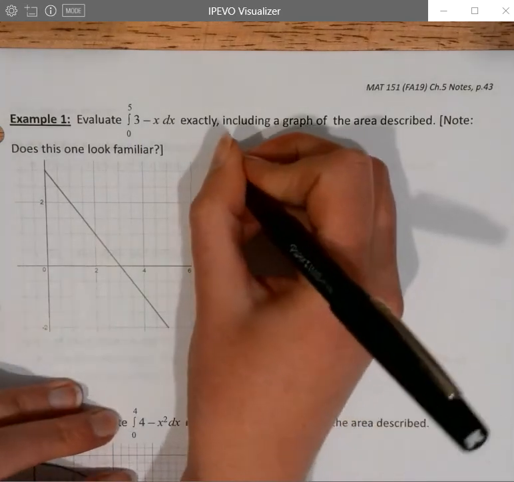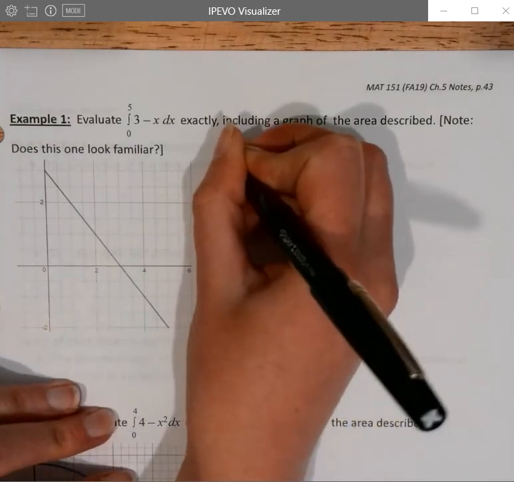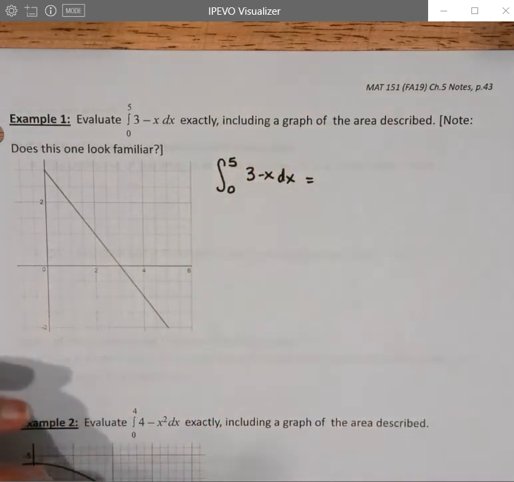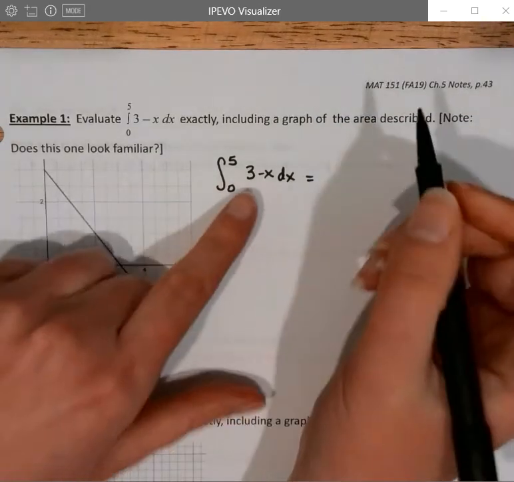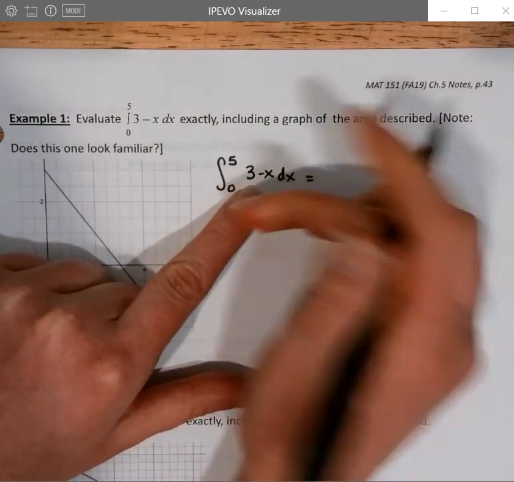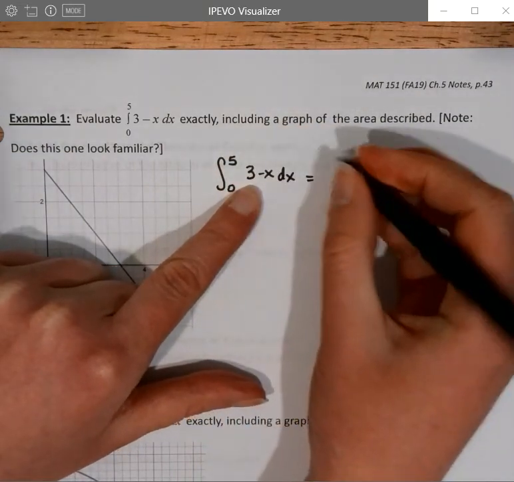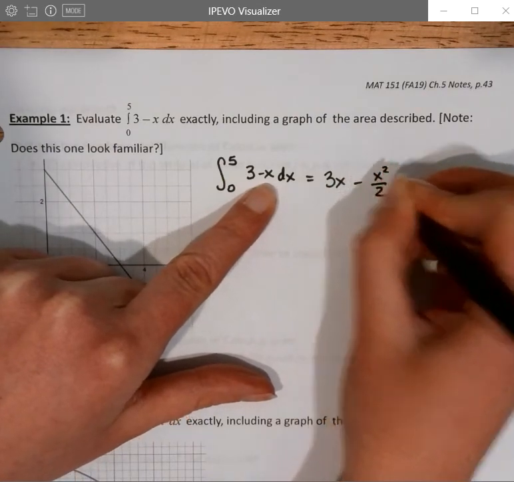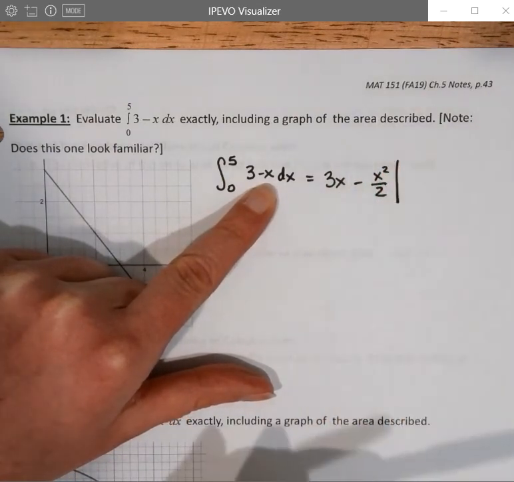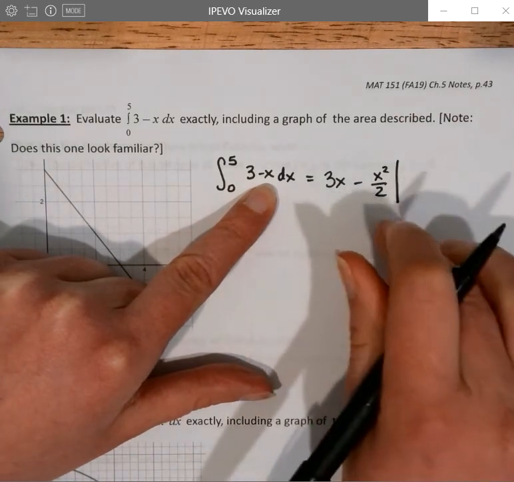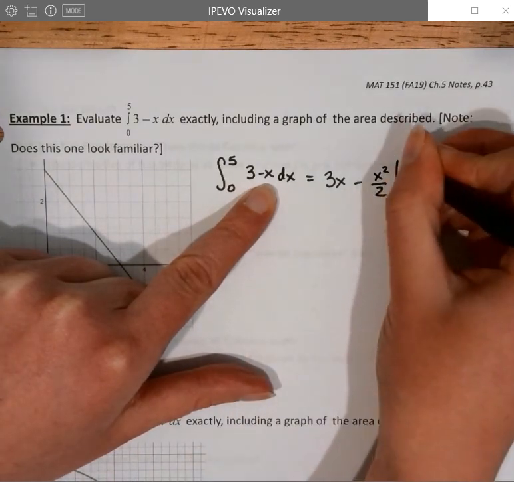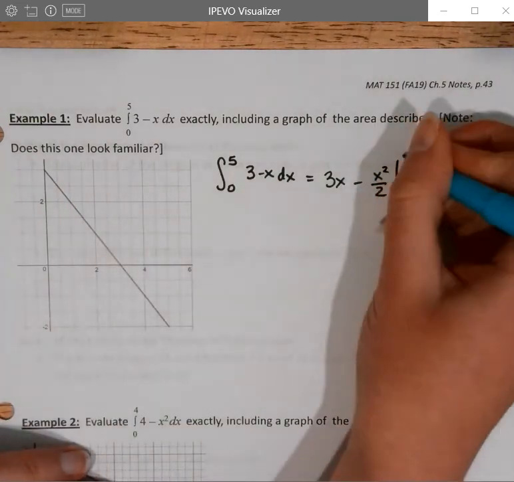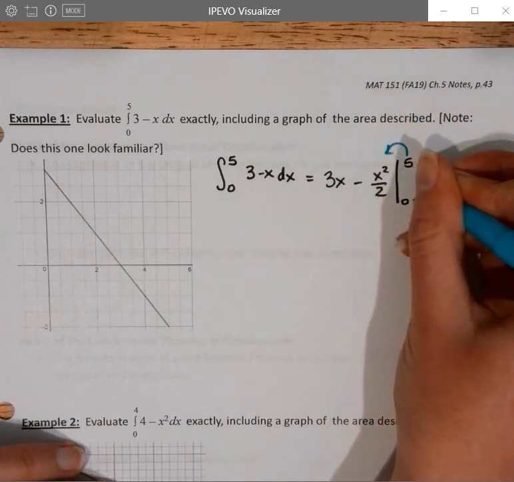So the first thing to do, I'm going to write it down. I'm looking at a definite integral from 0 to 5 of 3 minus x dx. The first thing to do is to find the antiderivative. If I did the indefinite integral, ignoring the bounds for a minute, then I would have 3x minus x squared over 2, because I add 1 to the power and divide by the new power. Then I put that vertical bar to say evaluate at, and then I have my bounds of 0 and 5. Now the fundamental theorem of calculus part comes in, where I plug in top bound minus bottom bound.